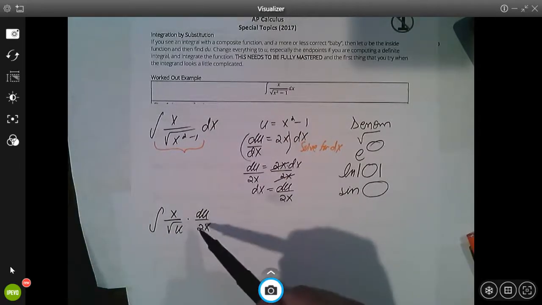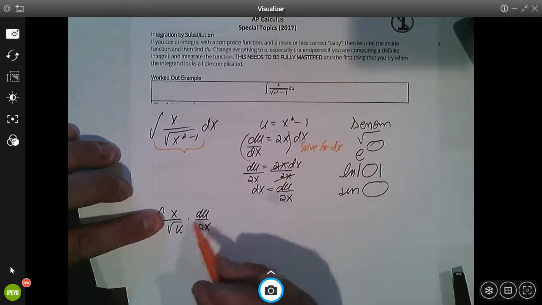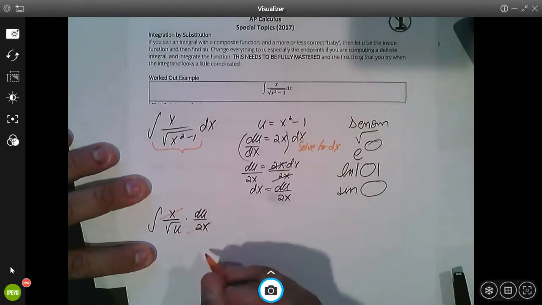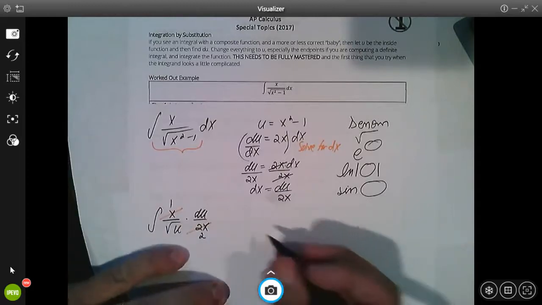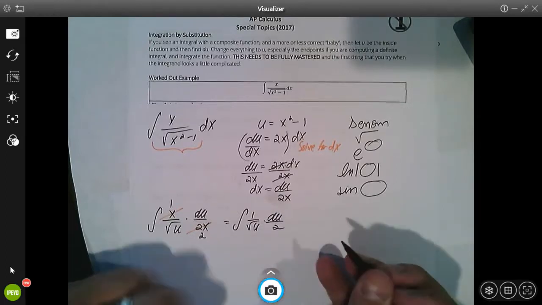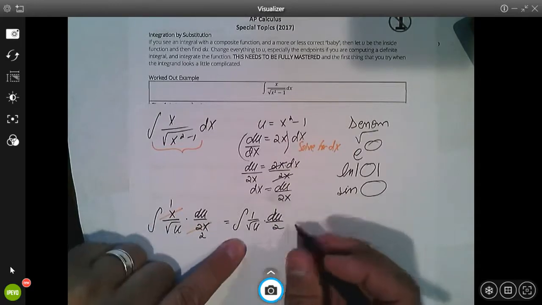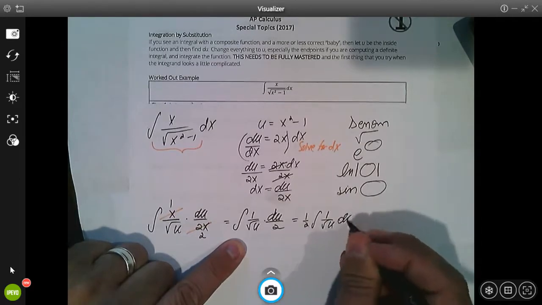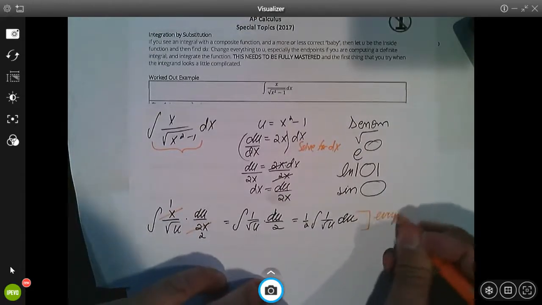And you might say, well, this isn't any better than where we started, but look at what's going to happen. You have an x in the numerator, you're multiplying with a fraction that has 2x in the denominator. I can cancel out my common factors, and what I'm going to be left with is 1 in the numerator and a 2 in the denominator, which means I now have 1 over the square root of u times du over 2. That 2 is in the denominator, that means division. I can factor that out because it's a constant. And I'm trying to integrate 1/2 times 1 over the square root of u du. Everything is in terms of u.